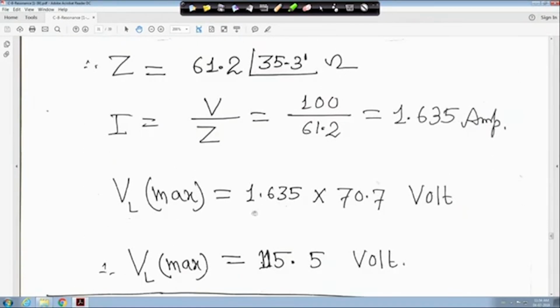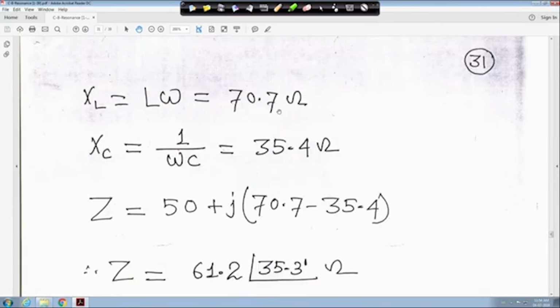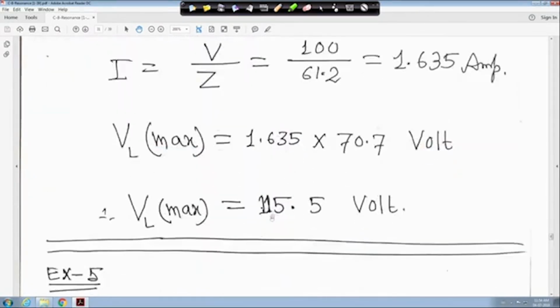Therefore VL max will be I into XL, that is 70.7, so you will get 115.5 volt. This example is very interesting. So this is the VL max.